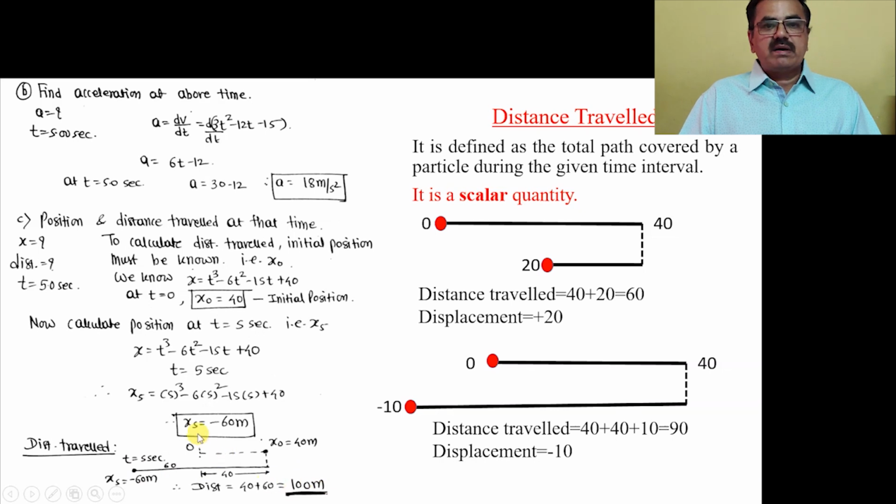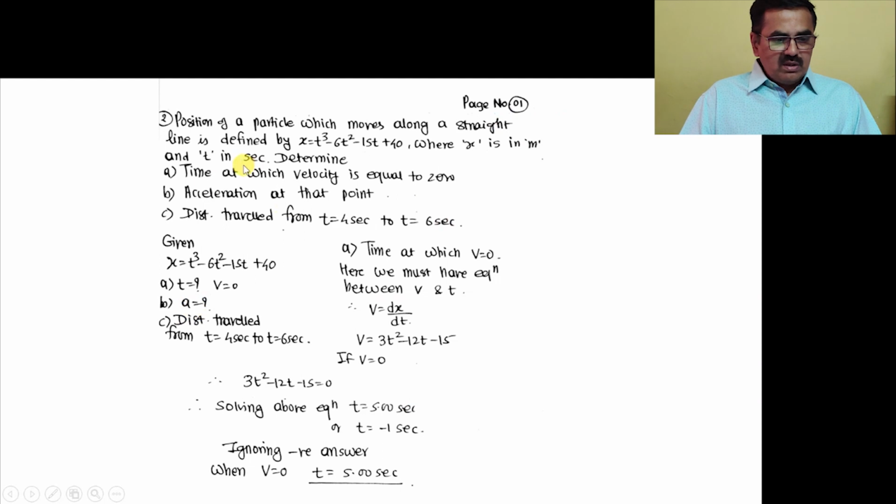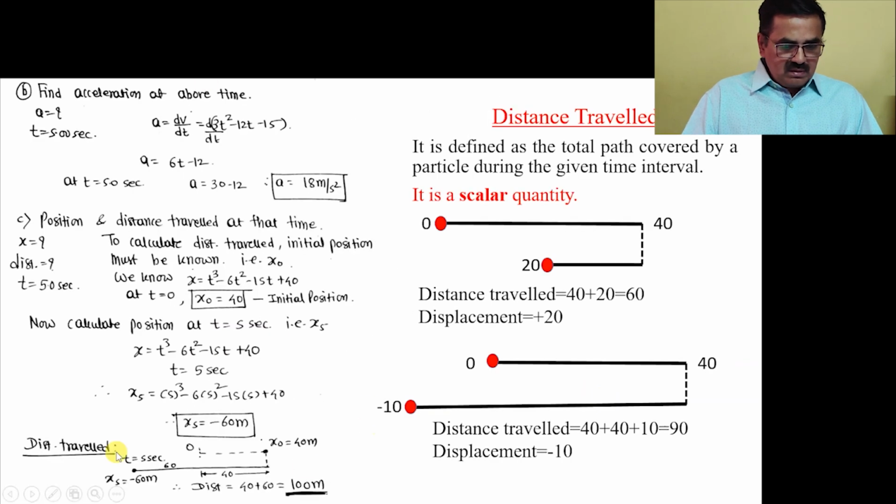So this is the distance traveled by the particle at the above time, when velocity reduces to 0. At this time we have calculated the acceleration and the distance traveled by the particle from t is equal to 4 seconds to t is equal to 5 seconds. This must be 5 seconds. Okay. So this part C is the distance traveled from t is equal to 4 seconds to t is equal to 5 seconds, and the distance traveled is equal to 100 meters.